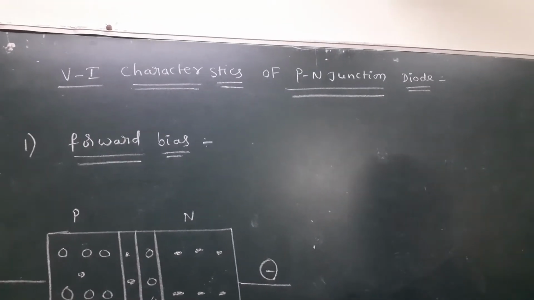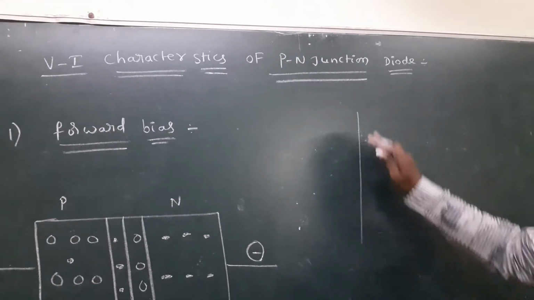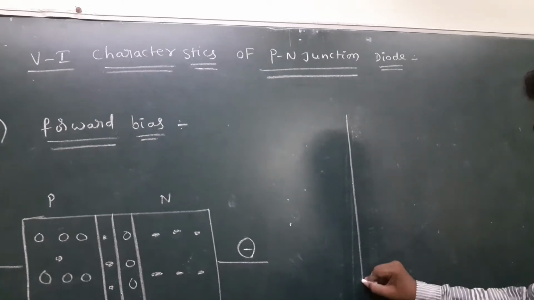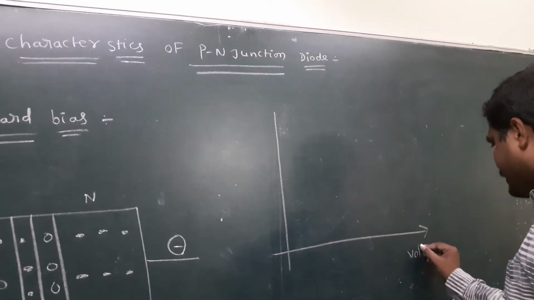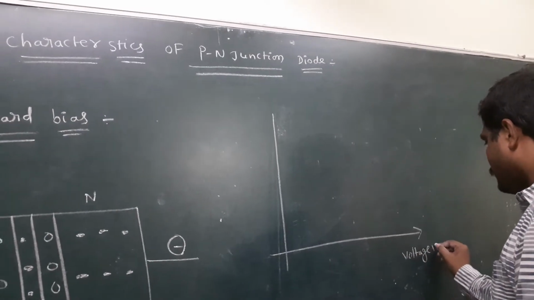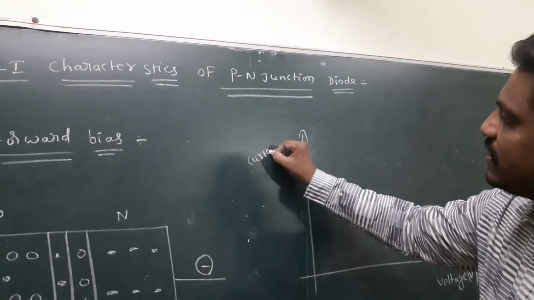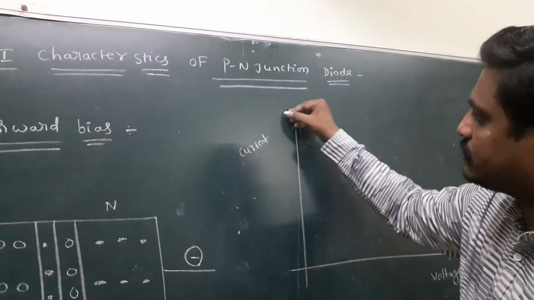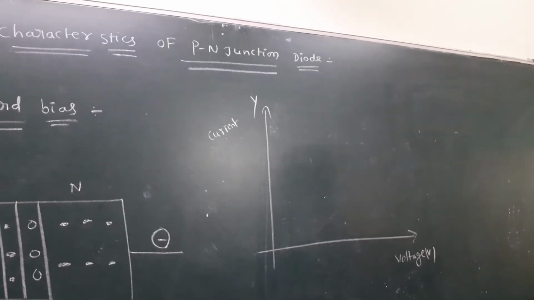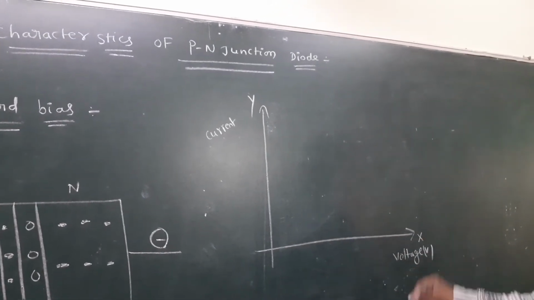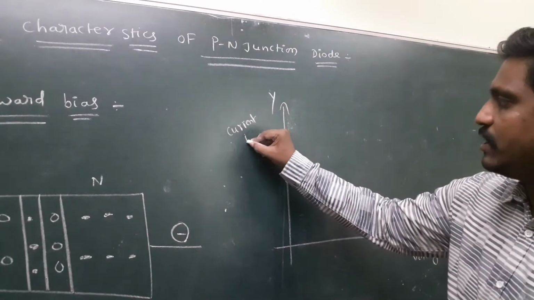VI characteristics of a PN junction diode. Now, this is the graph I will explain today. Here, voltage is taken as the x-axis and current is taken as the y-axis.